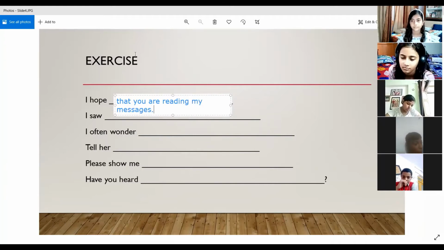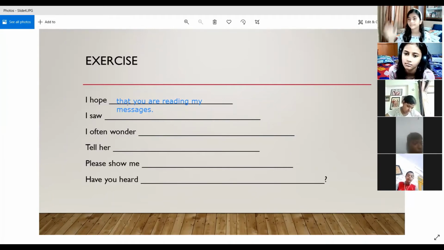So what is happening now? It is answering the question, what do I hope? So the answer to it will be a noun. The answer is "you are reading my messages." Can you tell me the noun part in it, Vaishnavi? Oh, the verb part in it, Vaishnavi.